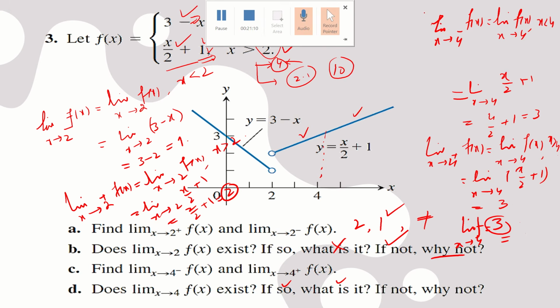And anything which is less than 2, okay, for less than 2 anything, in that case what would you do? You would be using this formula all the time.